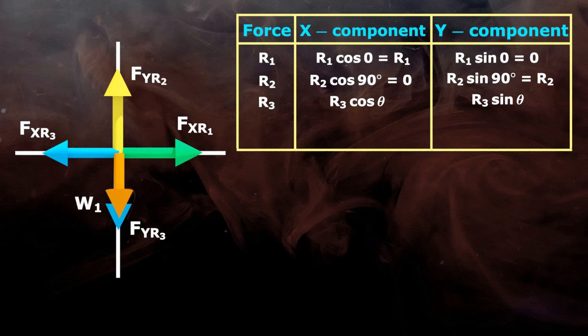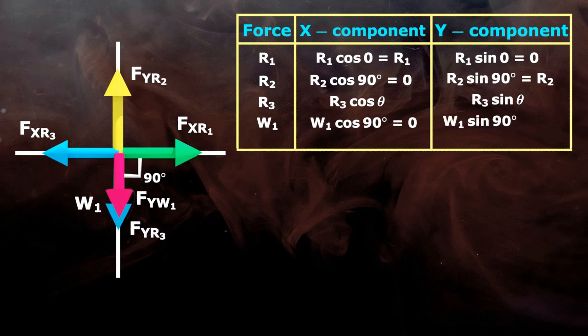Self-weight W1 is acting in vertically downward direction making 90 degree angle to horizontal. So the x component will be 0 and the y component equals W1, that is 5 Newton.